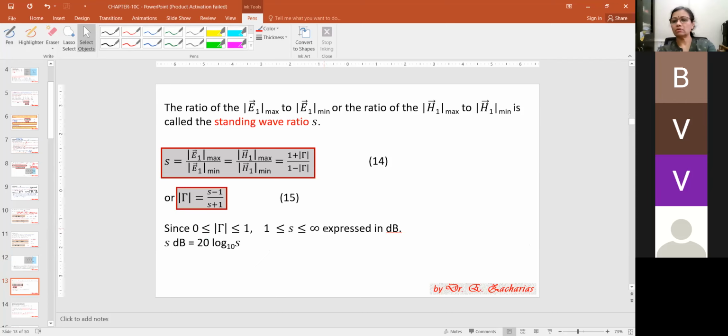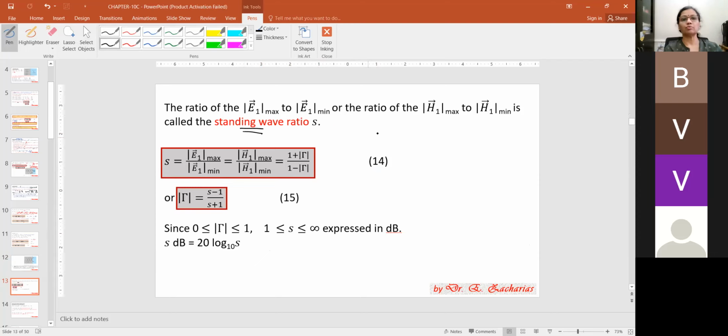Okay, now to complete the discussion, we talk about something called standing wave ratio. What is standing wave ratio? Please remember, you have to talk about standing wave ratio only for medium 1, not for medium 2, because in medium 2 it's a traveling wave. In medium 1 it is forming some kind of a standing wave.